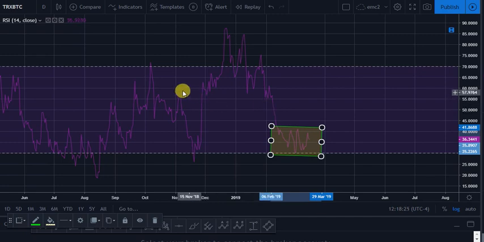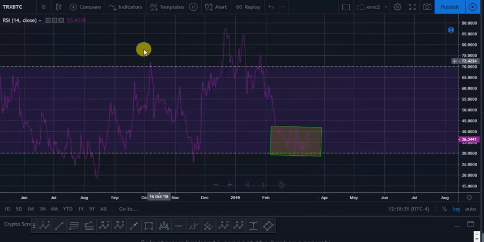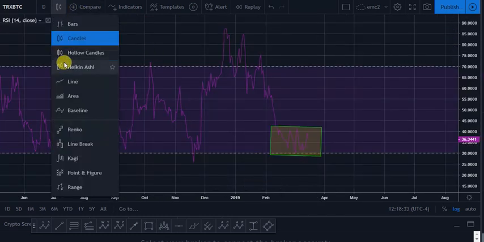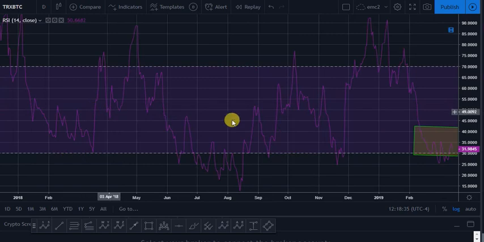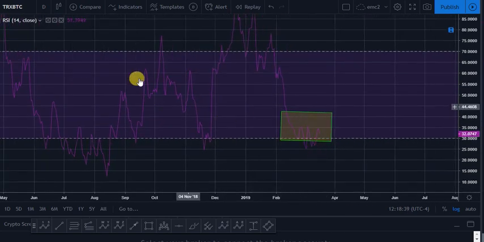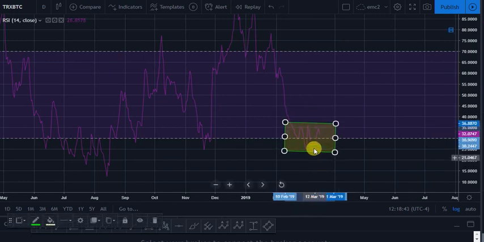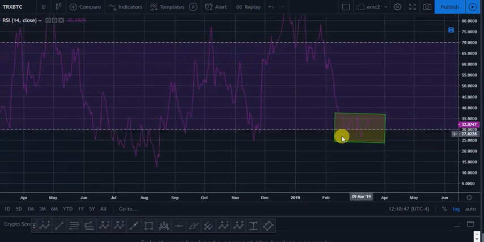The Heiken Ashi. So let's change the candles. Just go back to this area, change the candles, go back to Heiken Ashi. Look at how oversold your RSI is compared to when you change it to the normal candles. So it is a pretty good indication Tron is about to make a big reversal.